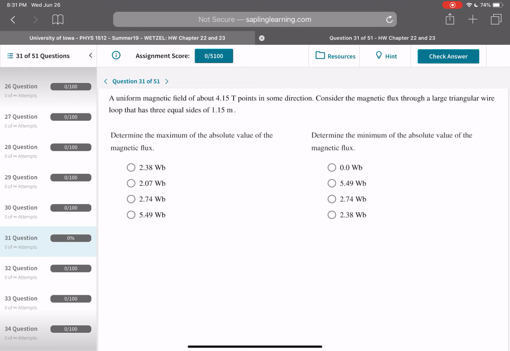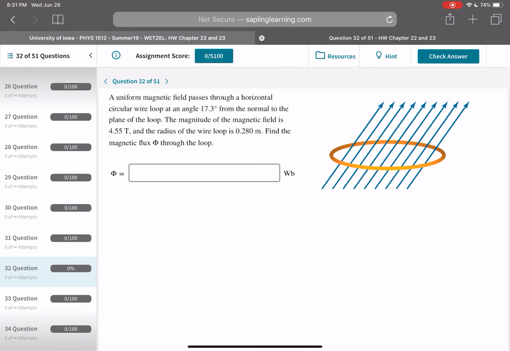Now it wants them in Webers, so you have to convert it from Tesla to Webers, and you can have Wolfram Alpha do that. In the minimum, you shouldn't have to do anything. You should be able to tell what that is. Okay, we've got our magnetic field passing through a horizontal circular wire loop at an angle of this. Find the magnetic flux, B A cosine theta. Simple. Area is pi r squared.